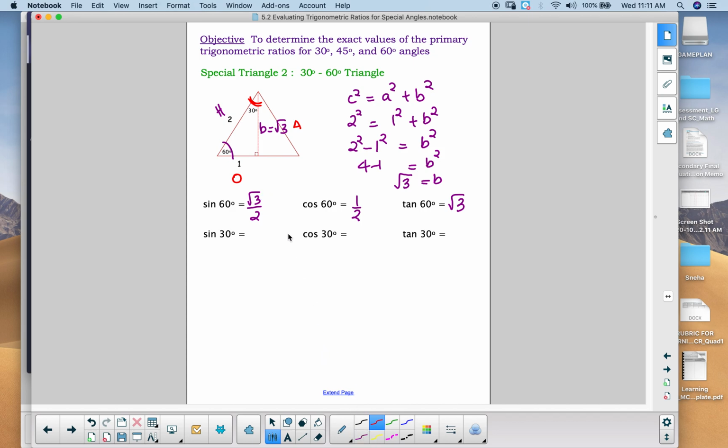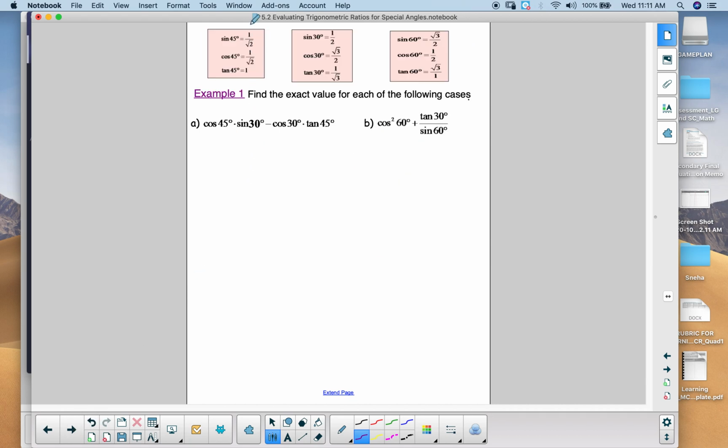So sine of 30 is opposite over hypotenuse, so it's 1 over 2. Cosine of 30 is adjacent over hypotenuse, so that is root 3 over 2. And tangent of 30 is opposite over adjacent, so it's 1 over root 3. All these ratios we are going to use in our evaluations for the next set of examples. So we have those ratios, sine, cosine, and tangent of 45, 30, and 60, and we're going to use these ratios.